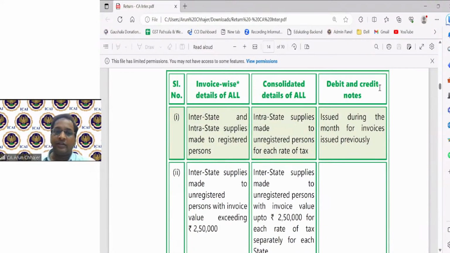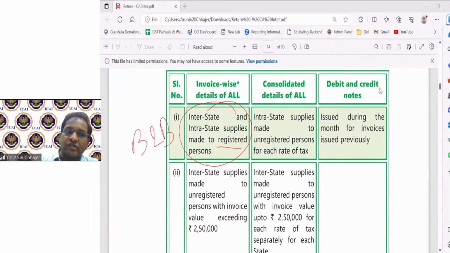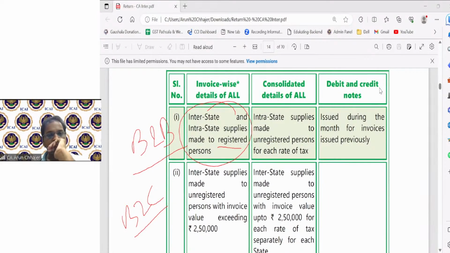The first point, the invoice, whether it is inter or intra. If it is B2B, what is the meaning of B2B? It means registered to registered party. What is the meaning of B2C? Registered to unregistered party. My point is, if it is registered sales, always it will be the invoice wise information. You cannot put the consolidated information.